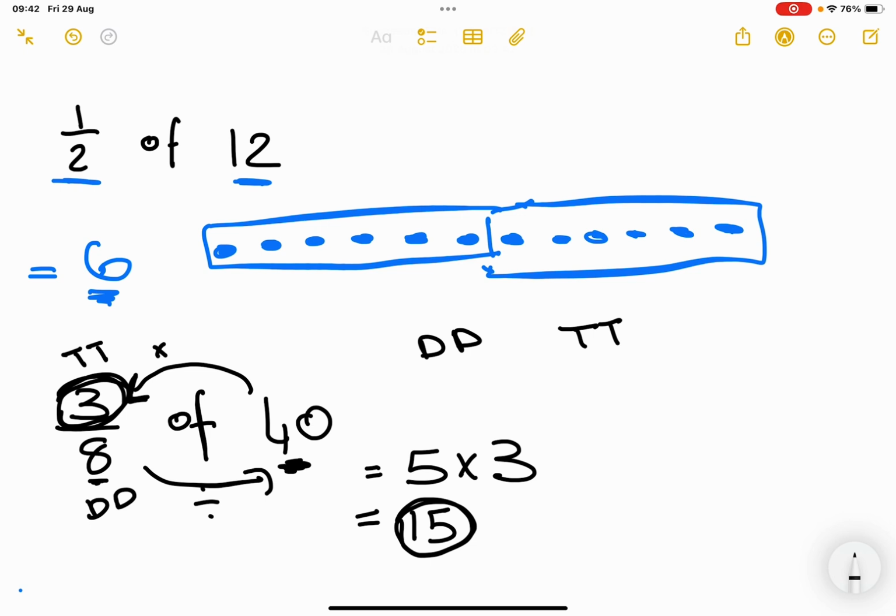So if I had 40 sweets now, and I had to give 3/8 to my friend, I would then have to break them up into 8 groups, and then I'd have to see how many is in 3 of those groups. So 5 times 3, and that's 15.